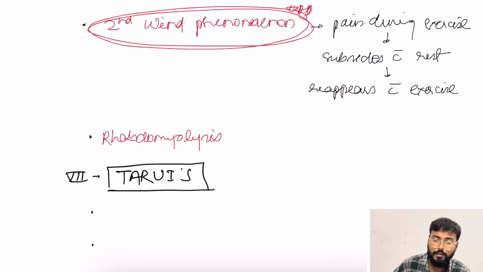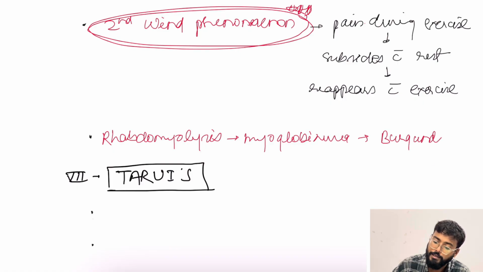Rhabdomyolysis. So whenever there is rhabdomyolysis, you are going to see myoglobinuria, and because of that you are going to see burgundy color urine.